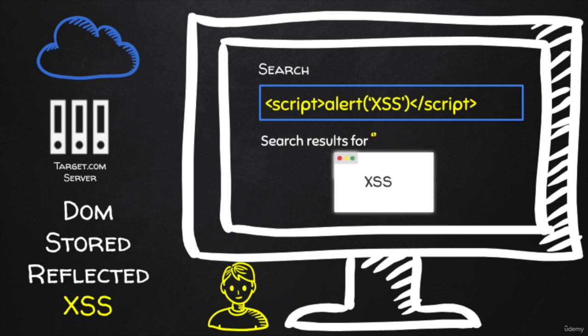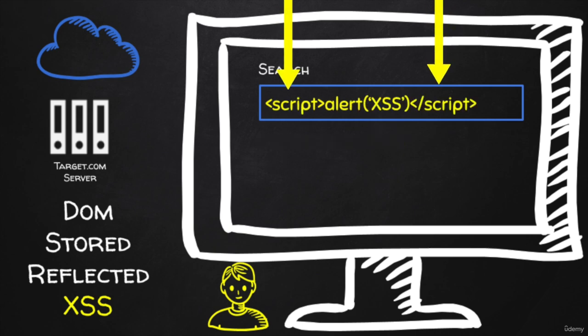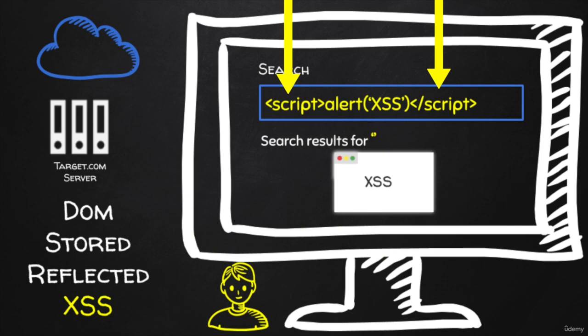In all of the previous examples, the user input was being used outside of any HTML tags. What I mean by that is the user input was actually being displayed as text on the page. Therefore, we were able to inject our own HTML tags to get a HTML injection, and we were able to inject JavaScript code inside the script tag, and therefore we were able to get an XSS.